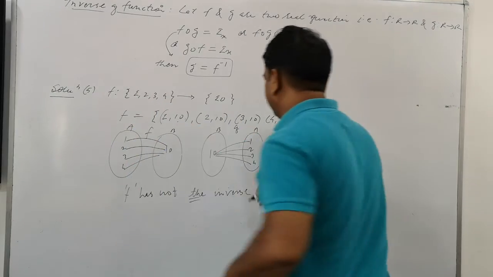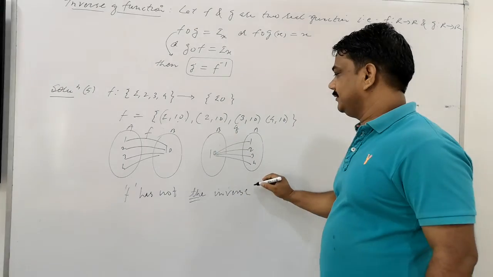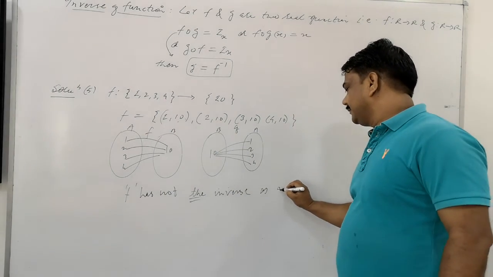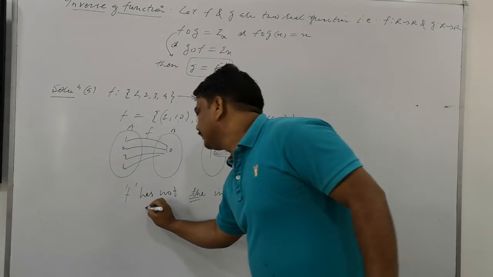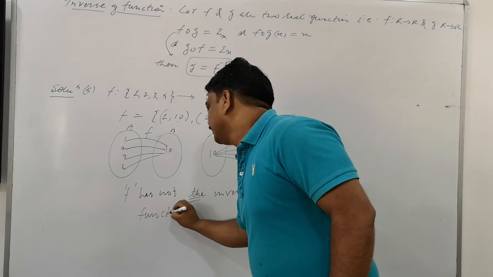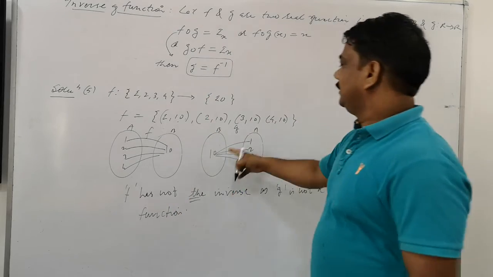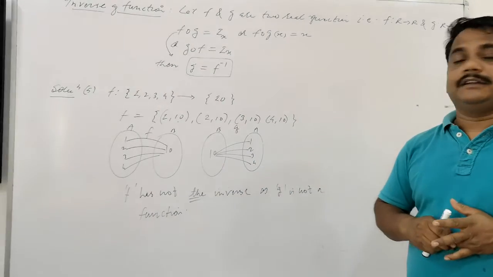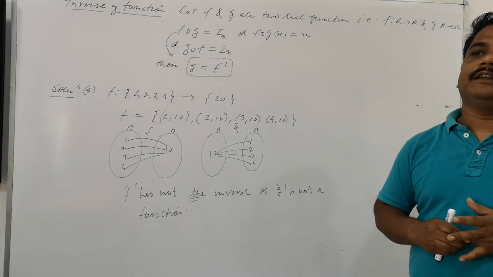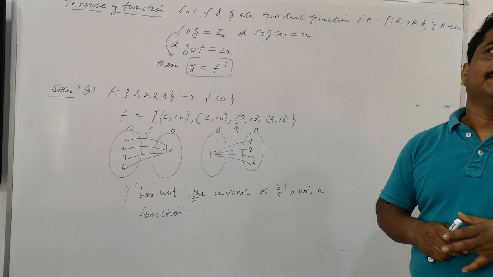So this is not a function. G is not a function. This function cannot exist because under a function, one element of the domain has one and only one image inside B.